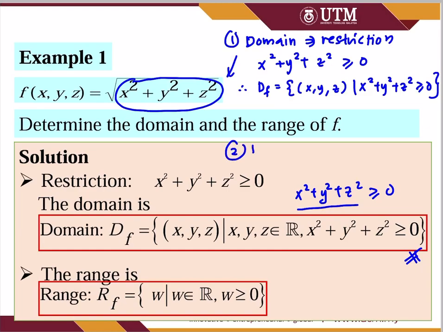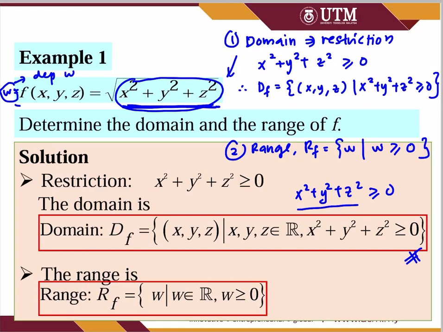Therefore, what we can say here for the range is, for the dependent variable, w this time, sorry. We use w because w is equal to f(x,y,z). The dependent variable in this case is w. So w will be greater or equal to 0, because if we substitute the value for the x squared plus y squared here, the value of w is always greater or equal to 0.